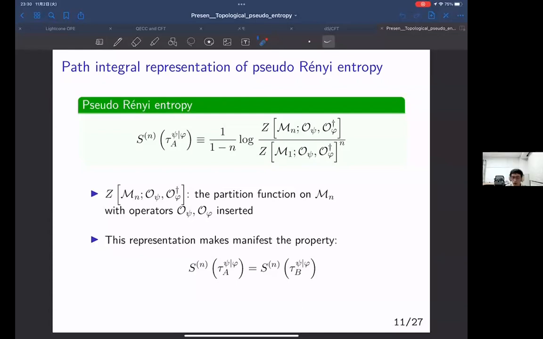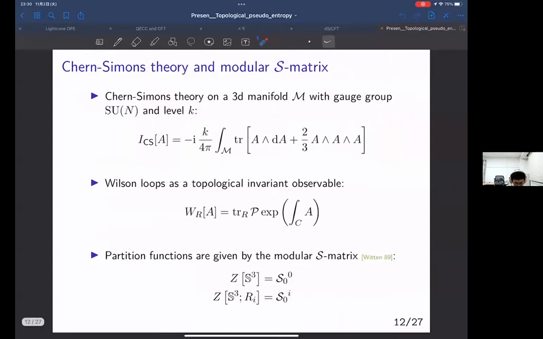Any questions? Okay. Let me move on to the second part. Oh, sorry, my third part. So now let me apply my previous calculation to Chern-Simons theory as an example. I'm going to consider the 3D Chern-Simons theory with gauge group SU(N) and level K. This is the action.